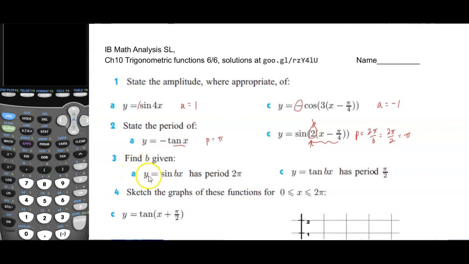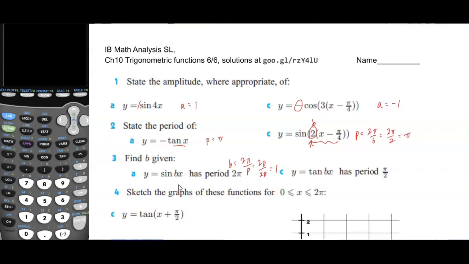Okay, find b given that y equals sine bx has a period of 2 pi. So if the sine function has a period of 2 pi, then we can find the b value by doing 2 pi over the period. So it would be 2 pi over 2 pi, which is just equal to 1. That makes sense, right? When the b value is 1, the period for sine is going to be 2 pi.